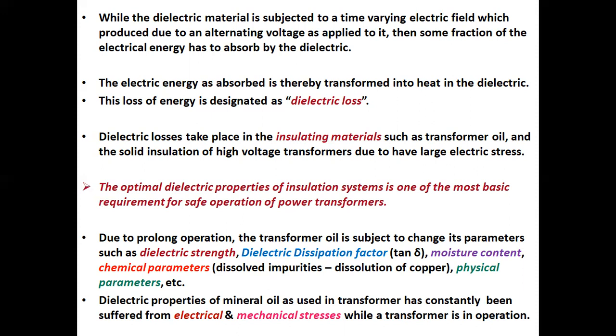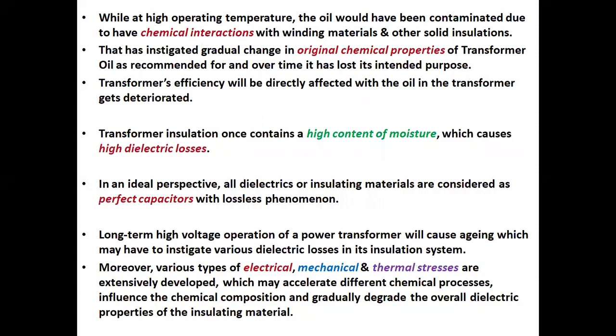Dielectric properties of mineral oil used in a transformer are constantly subjected to electrical and mechanical stresses while the transformer is in operation. At high operating temperature, the oil can be contaminated due to chemical interactions with winding materials and other solid insulations. That instigates a gradual change in the original chemical properties of the transformer oil as recommended, and over time, it loses its intended purpose. The transformer's efficiency will be directly affected when the oil in the transformer gets deteriorated.